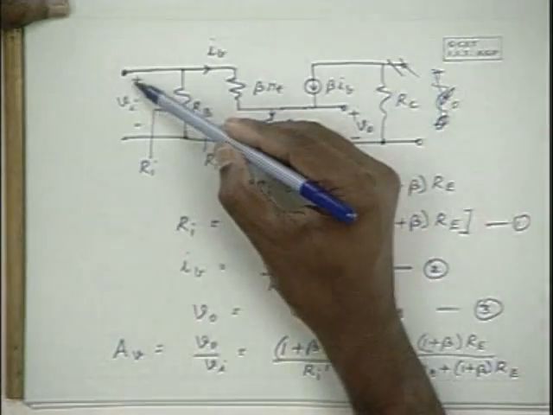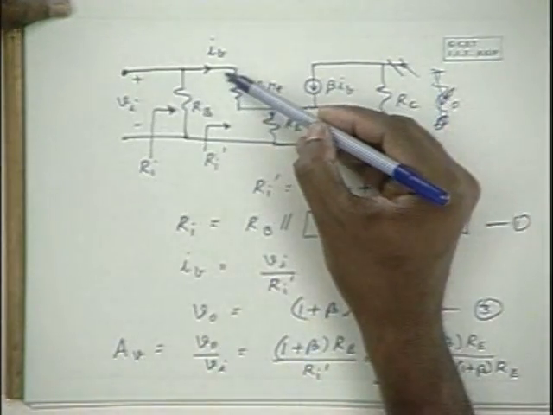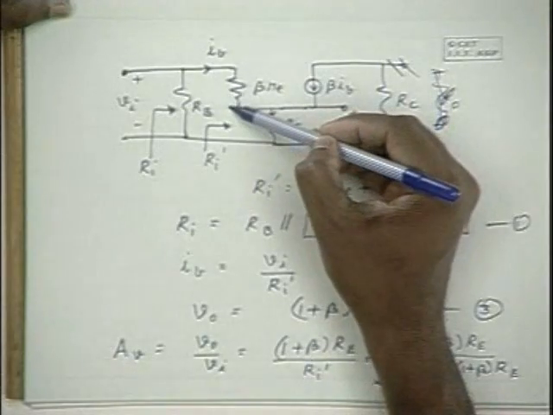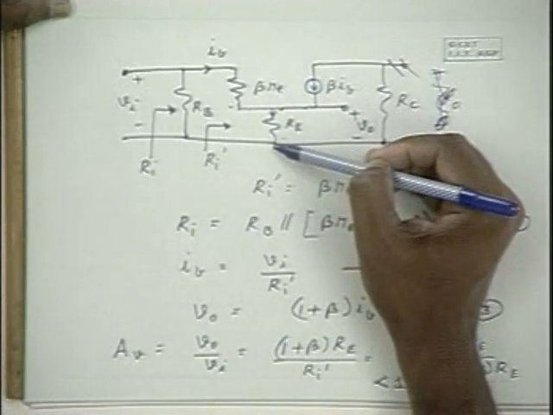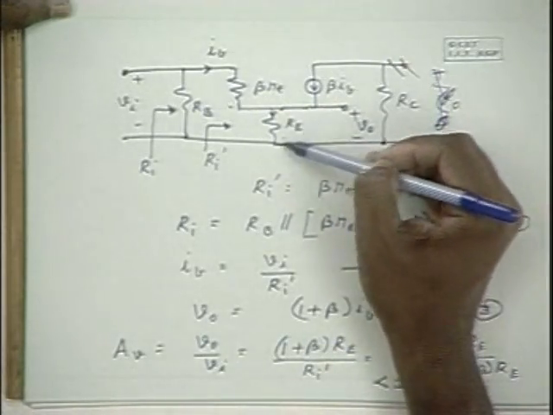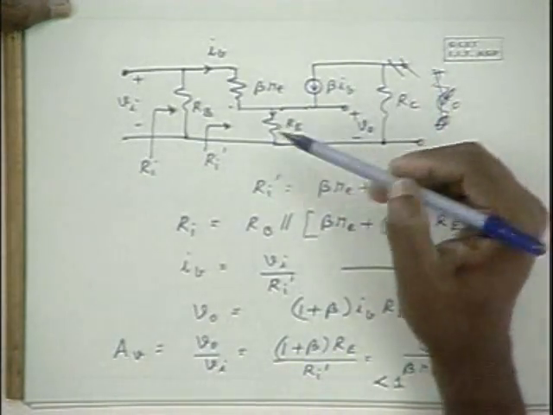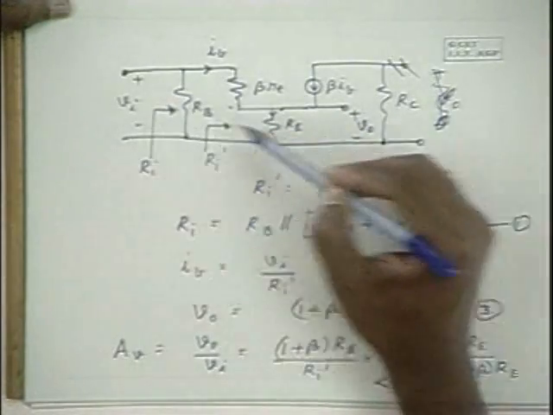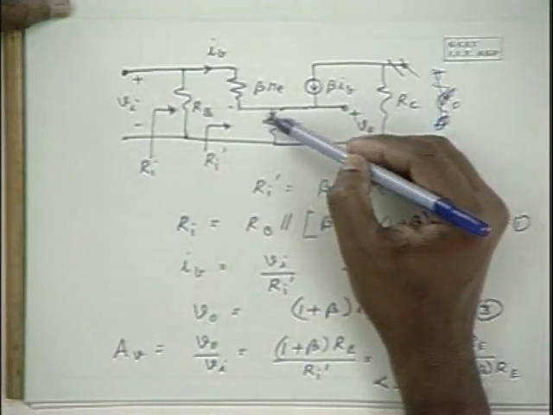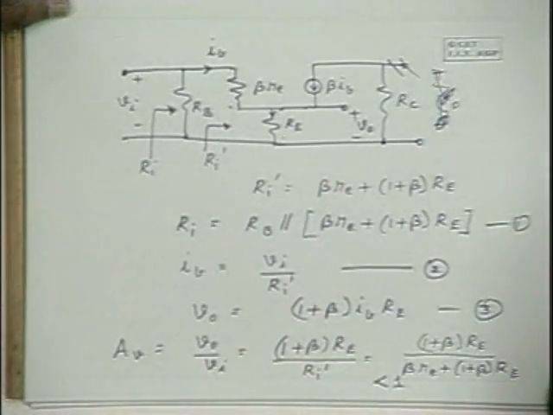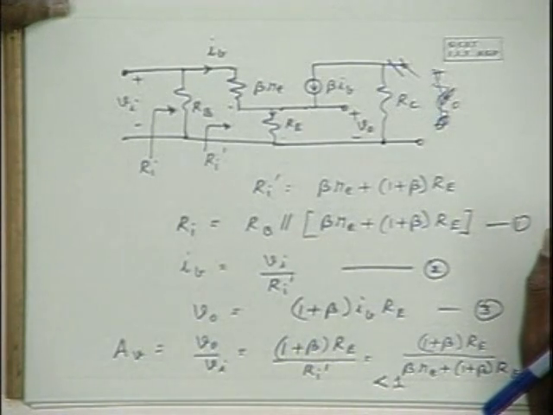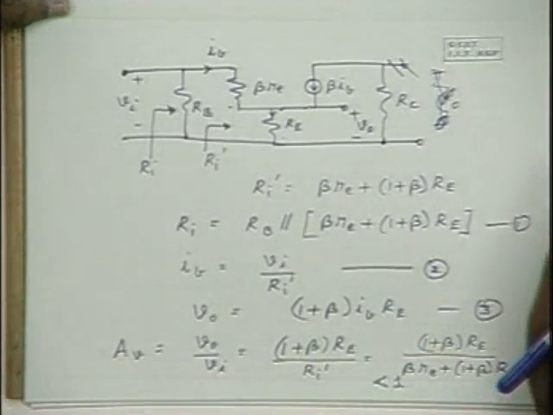It is because this input voltage is getting divided between beta Re and Re into this 1 plus beta, and that is the output voltage. Therefore output voltage is a fraction of the input voltage, but that is a large fraction of the input voltage. Therefore voltage gain is almost unity, but actually it is slightly less than unity. We shall continue this discussion in the next class.